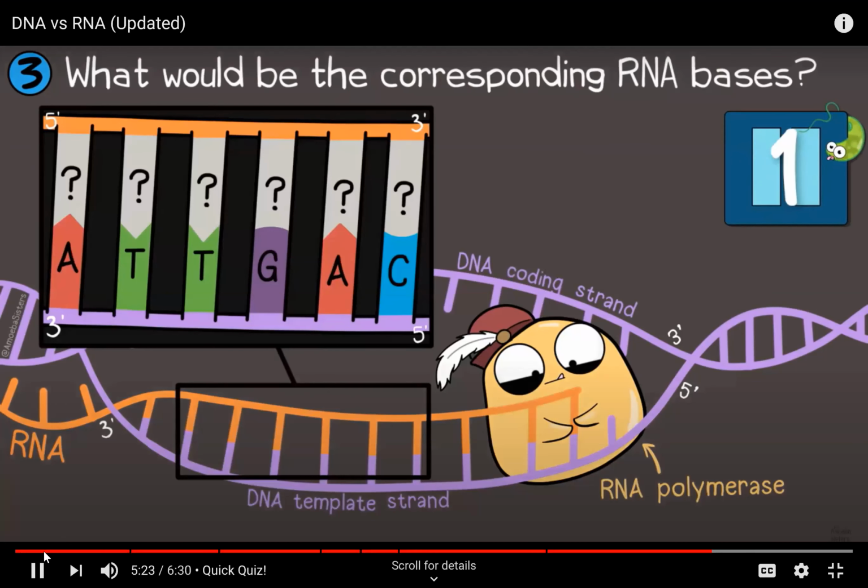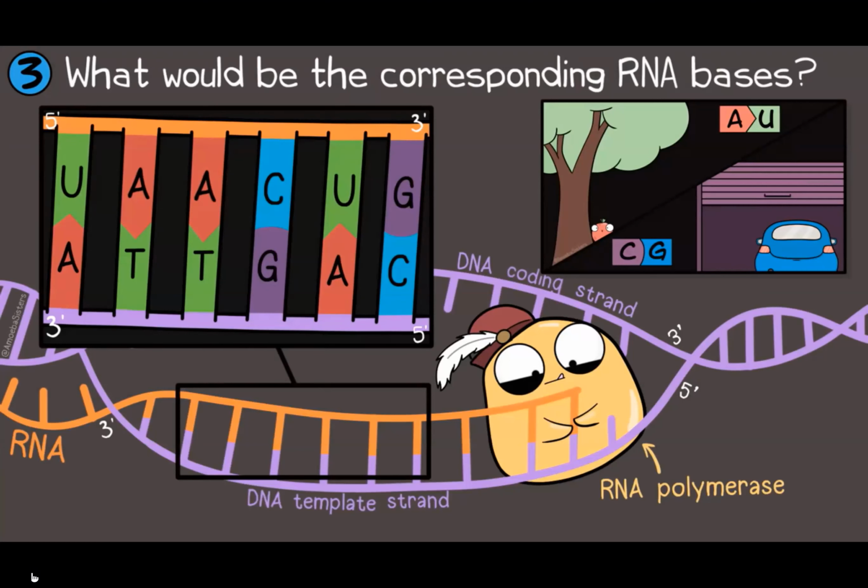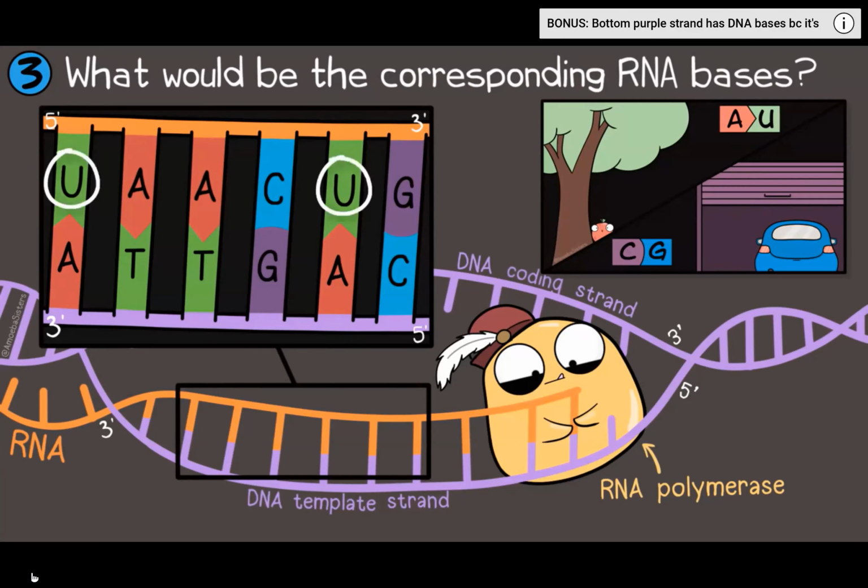The answer. Oh, I paused too late. So remember, it's asking for RNA. No thymine here, it's uracil instead. Apples under helps you remember A with U. Car in the garage helps you remember C with G.